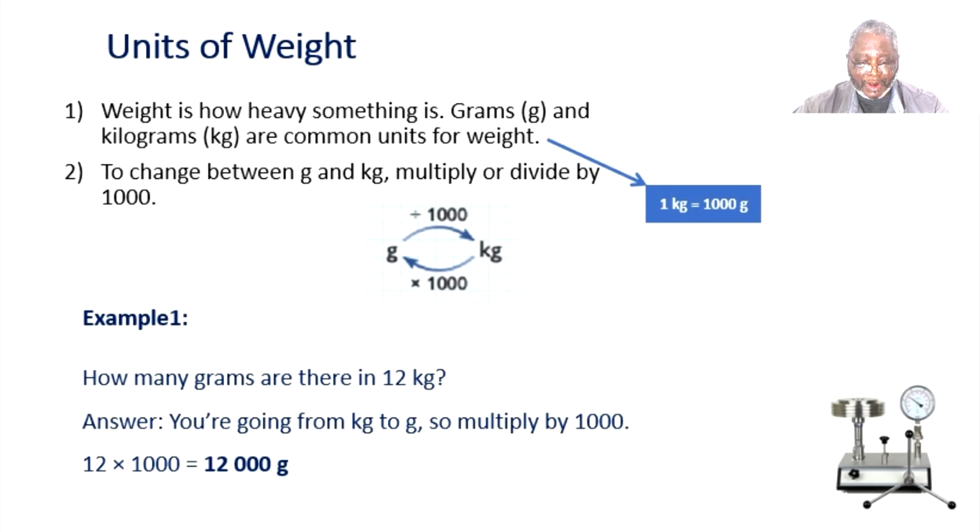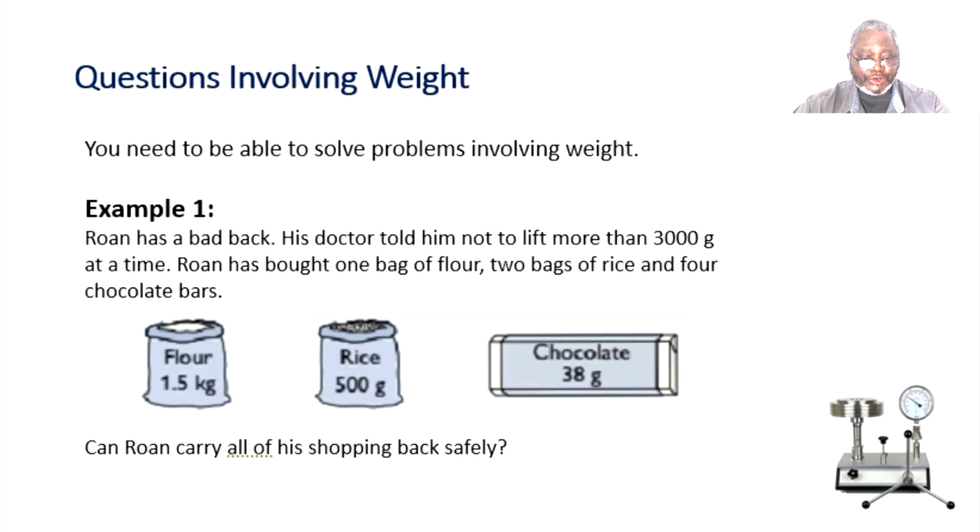So to change from grams to kilograms, you divide by 1,000, and to change from kilograms to grams, you multiply by 1,000. Example: how many grams are there in 12 kilograms? Kilo means 1,000. So what do you have to do? You have to multiply. You multiply 12 by 1,000 and you'll have 12,000 grams. You need to be able to solve problems involving weights.